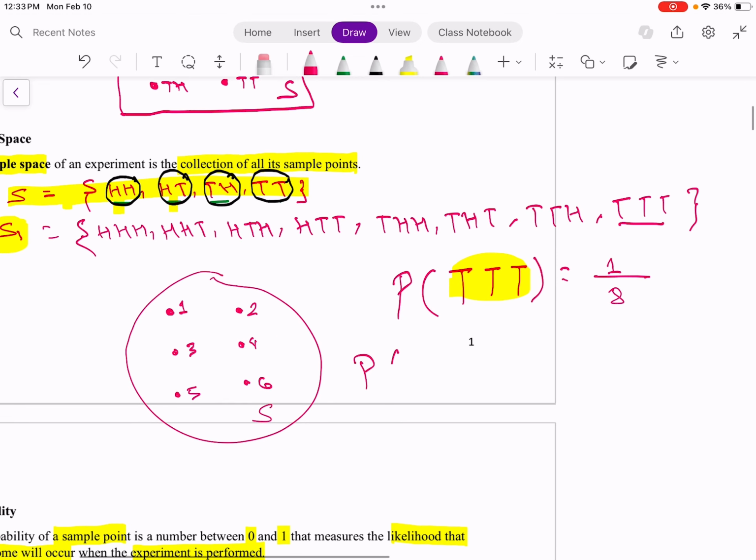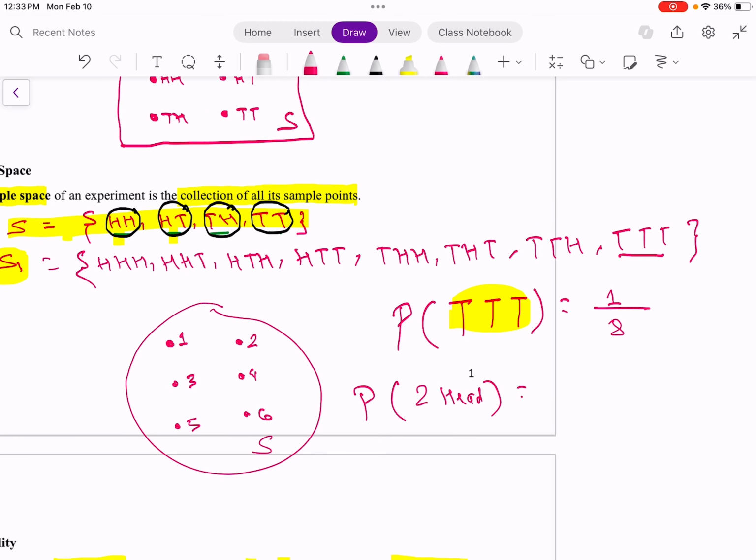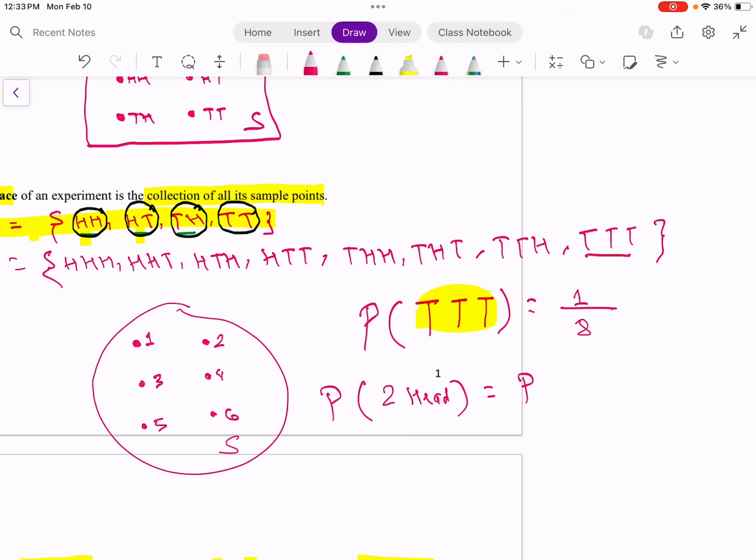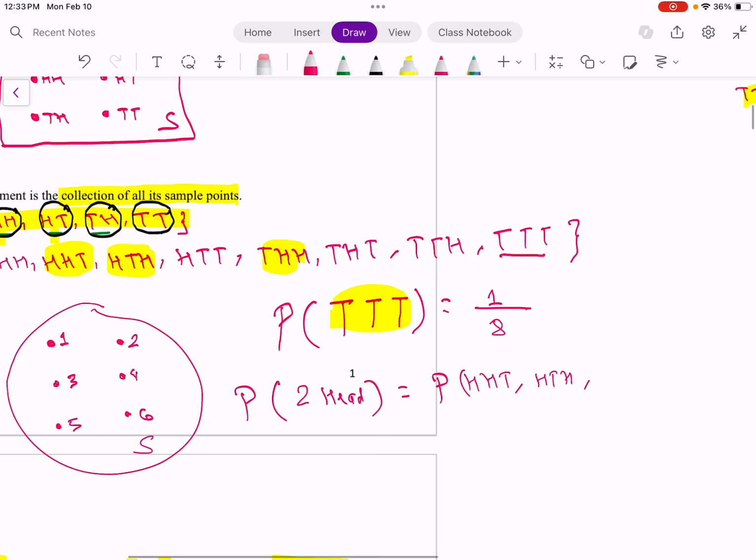Okay, let's find the probability of getting 2 heads in this experiment. Now, what are the sample points that contain 2 heads? So we have this one. This sample point has 2 heads. This sample point has 2 heads, right? So the probability of getting head, head, tail, or head, tail, head, or tail, head, head. Let me just set notation here. So the probability of getting these 3.